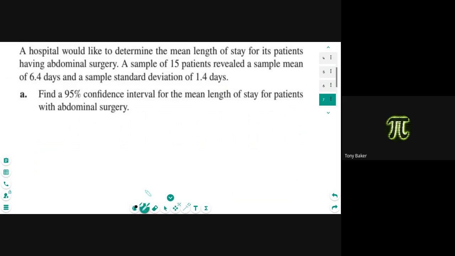What's my mean? What's my standard deviation? Is it a sample or population? Okay, so I'm looking for T. What's my sample size? And my confidence level is 95.